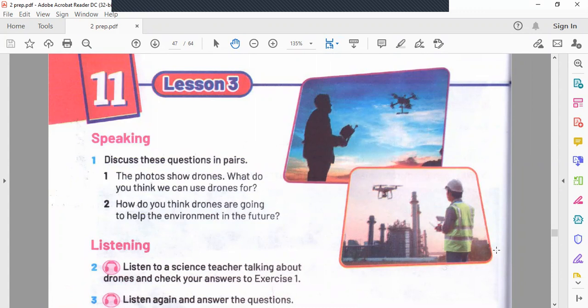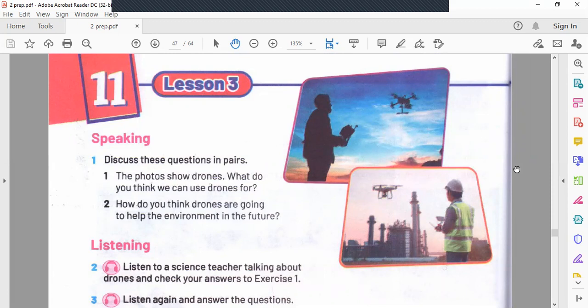Drones can fly, but they don't need a person to fly them. We can use remote control. This means we can control drones from the ground. In the future, drones are going to help solve some environmental problems. Really? How can we do that? Well, companies are going to use drones a lot instead of lorries to make deliveries. This is going to help the environment because drones don't make much noise and they don't cause as much air pollution as lorries. That's interesting.